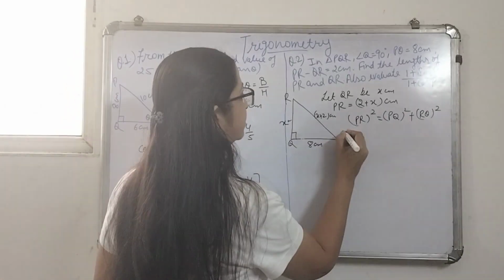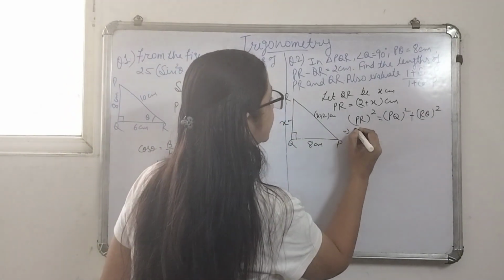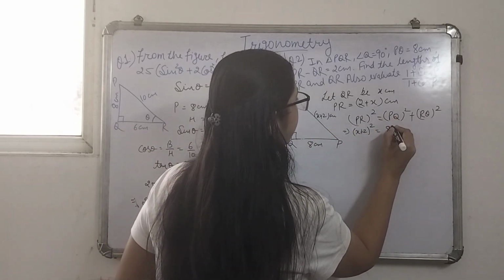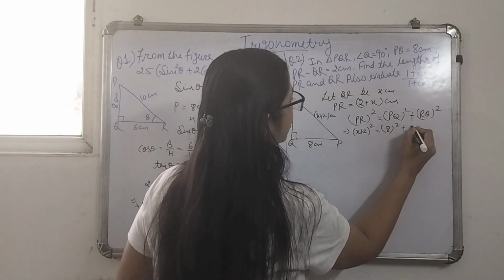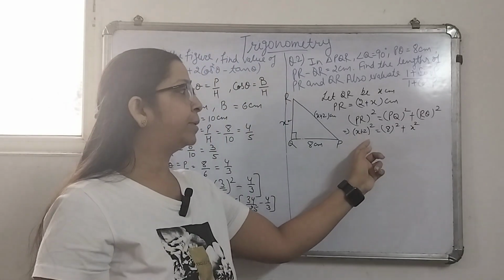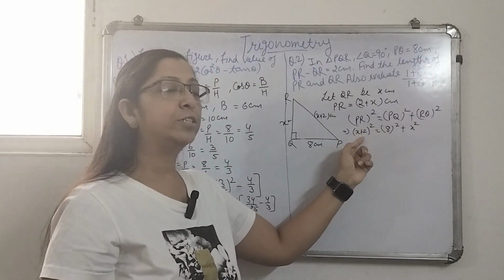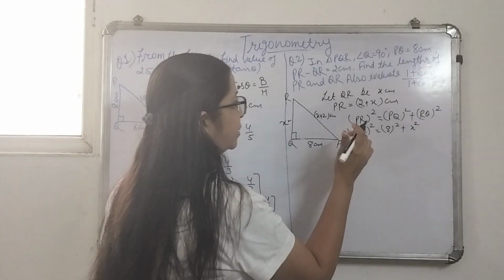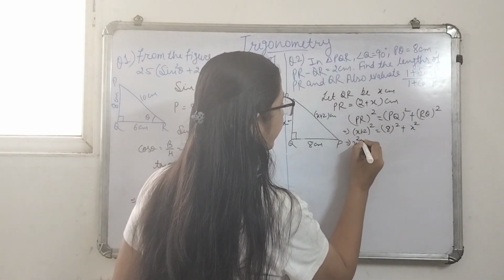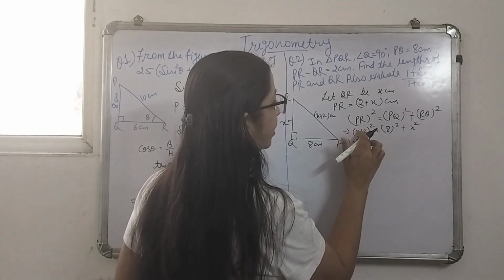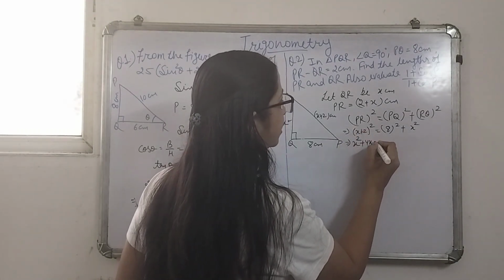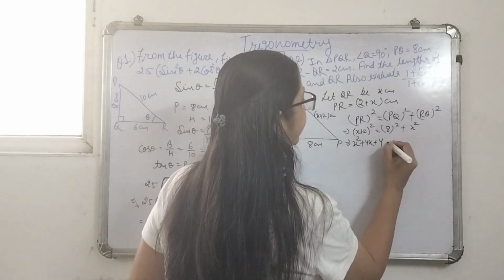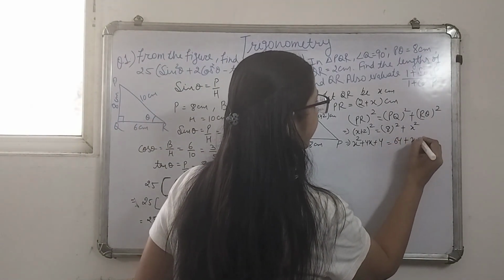Now we will be keeping all these values. So we will be getting PR is (x plus 2) whole square, equals 8 square plus x square. Now it is (a plus b) whole square, which is a square plus 2ab plus b square. So expansion of this bracket will be x square plus 2ab, 2 into x into 2, that is 4x, plus b square, 2 square, that is 4. 8 square is 64, plus x square.